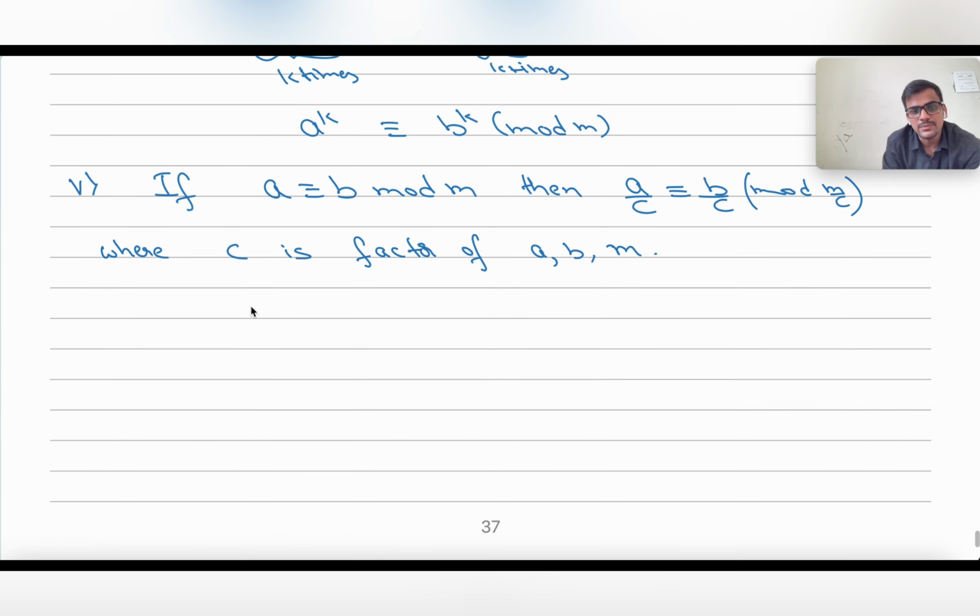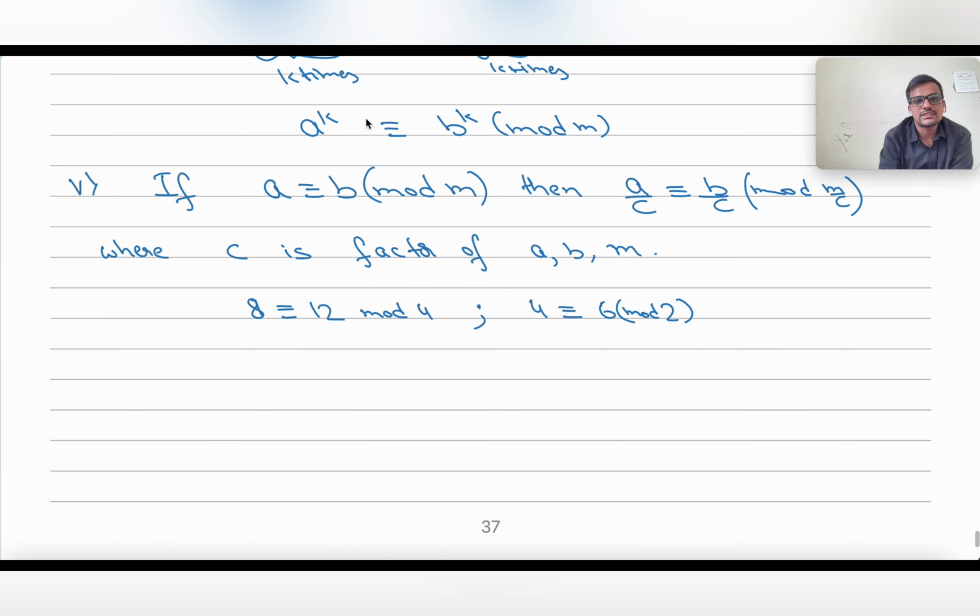Suppose we take an example, 8 congruent to 12 modulo 4. Here 2 is a common factor of each one. So if I divide all these numbers by 2, it becomes 4, this becomes 6, and this becomes 2. And 4 is congruent to 6 modulo 2, right? So the fifth property says that if C is a common factor of all three, then you can do this. So this is the fifth property.